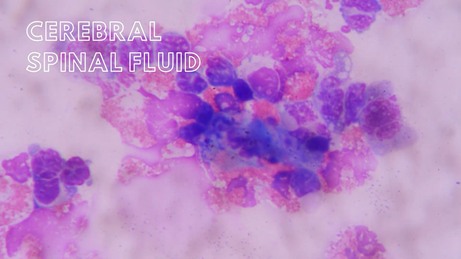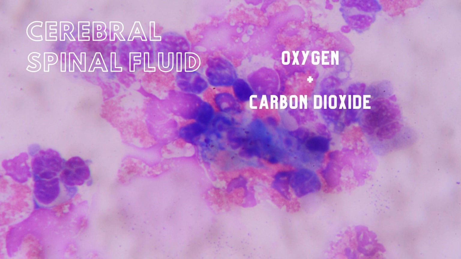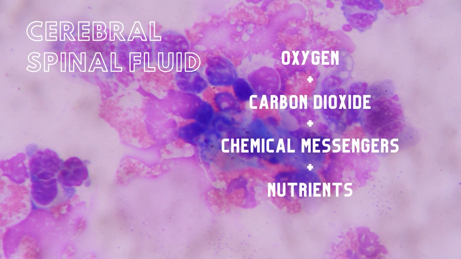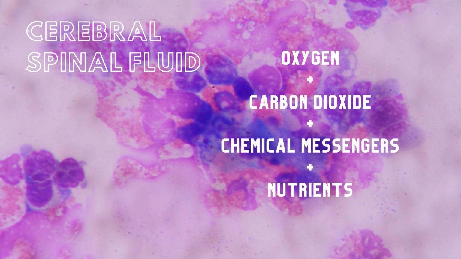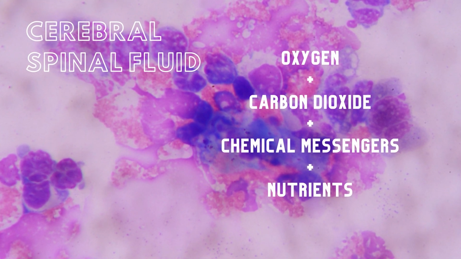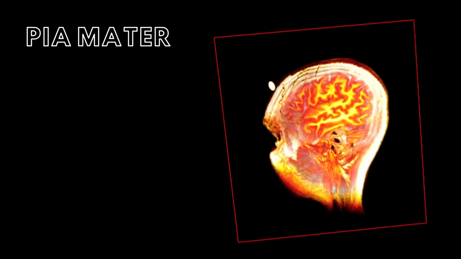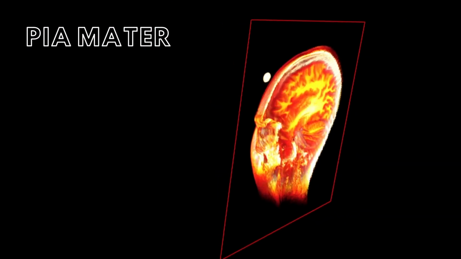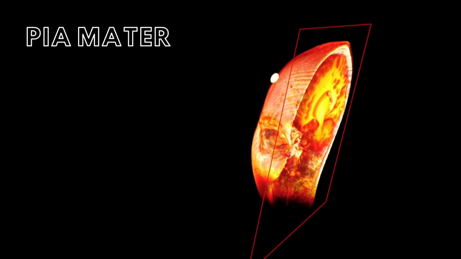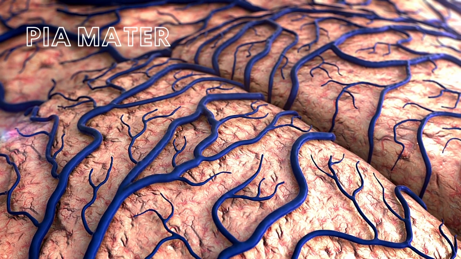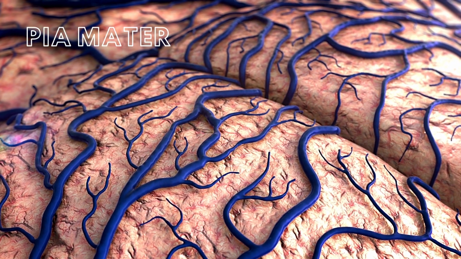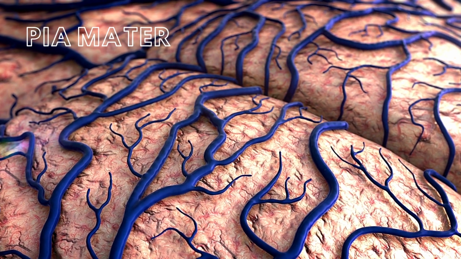CSF is a solution of dissolved oxygen, carbon dioxide, chemical messengers, and nutrients for the central nervous system, as well as transportation for waste from the CNS. The pia mater is the deepest meningeal layer and is attached to the surface of the brain and spinal cord. This layer is highly vascular, with blood vessels supplying the spinal cord and brain with blood.